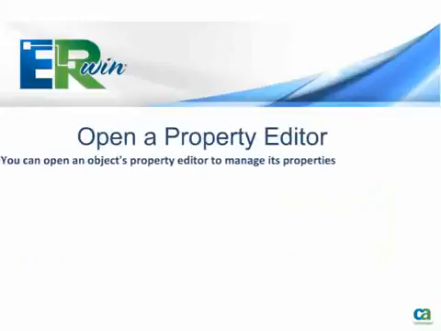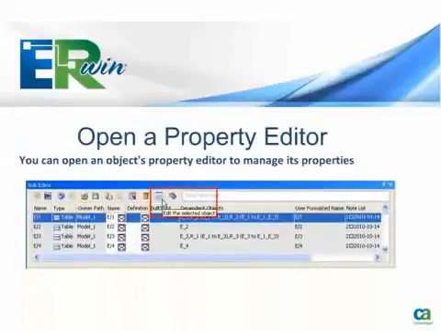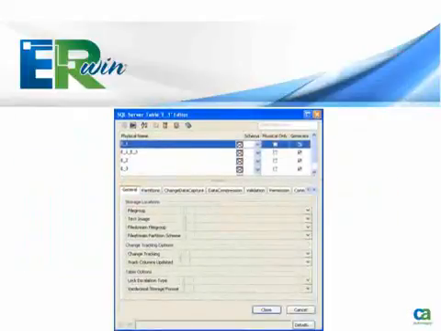You can open an object's property editor from the bulk editor. In this example, we'll select a table and click the toolbar button to edit the selection. This opens the table editor.